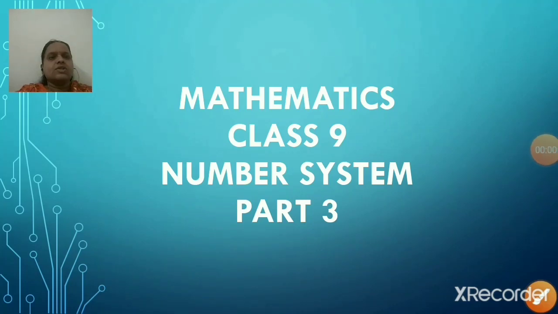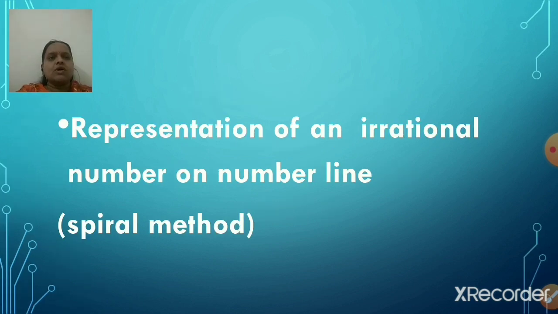Let us continue with our number system chapter with part 3. In part 2, we have seen how to construct root 2 on a number line. We will continue with the same concept today: representation of an irrational number on a number line by using the spiral method. By using the spiral method, we can construct not only root 2, we can construct root 3, root 5, root 6, n number of irrational numbers on a number line. So let us watch this video.